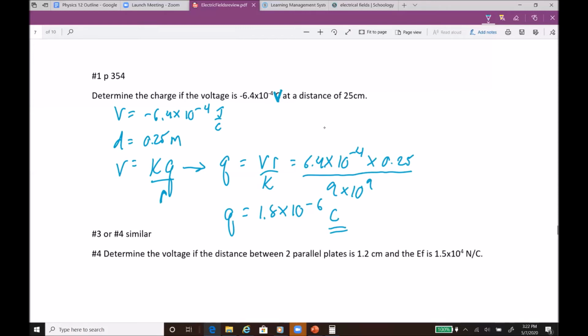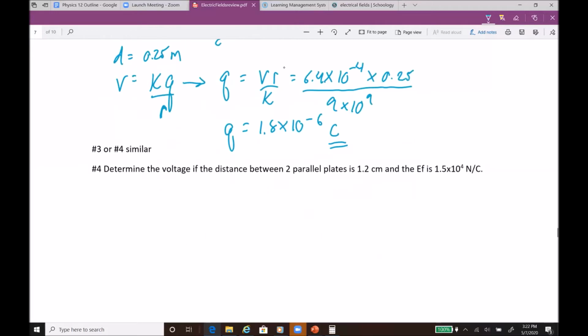Okay, so on page 354, I was looking at the questions, and number 3 and 4 are quite similar, so I just picked number 4 to do. So we're going to do number 4 right now. Let me just double check to make sure the question's correct. Yeah, this is the right question. 2 parallel plates, 1.2 centimeters apart, and the electric field strength is 1.5 times 10 to the 4. Just double check and make sure the numbers are correct.